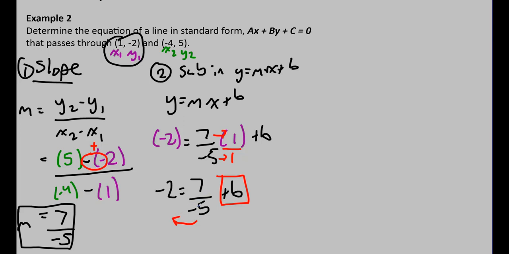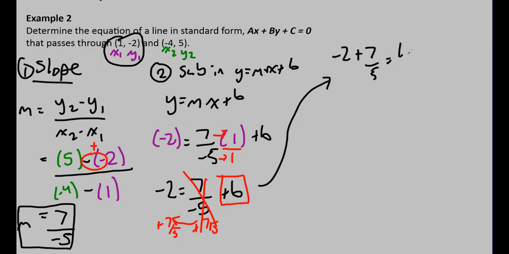This is technically subtracting from b, because I could write this as b minus 7 over 5. So to get rid of that, I'm going to add 7 over 5 to both sides. And 7 over 5 minus 7 over 5 is 0, so these will go away. Then I'm going to bring this up here. Negative 2 plus 7 over 5 is equal to my b value.